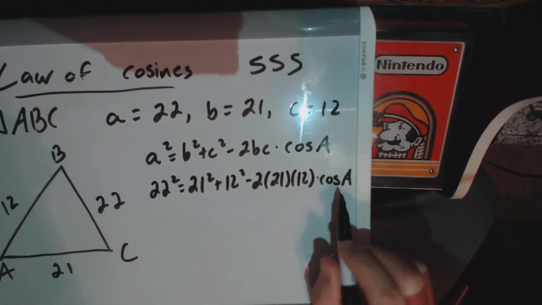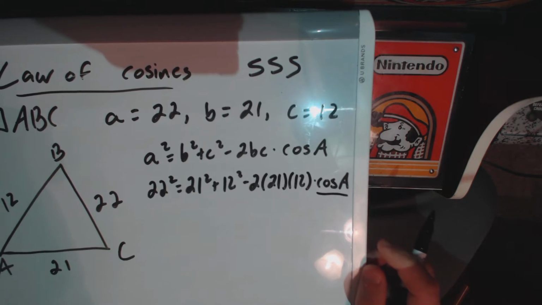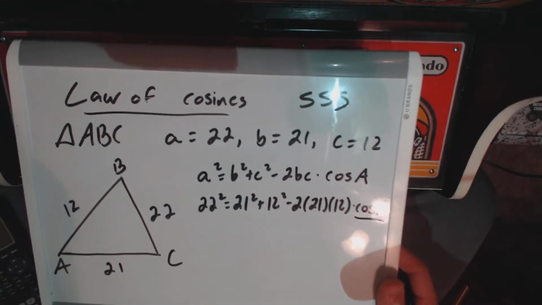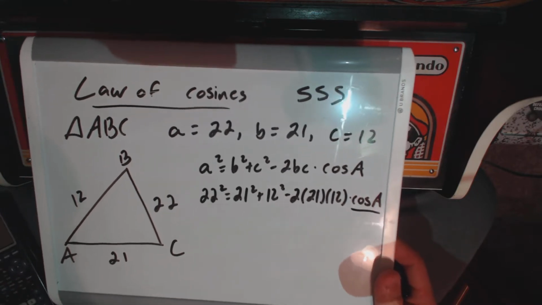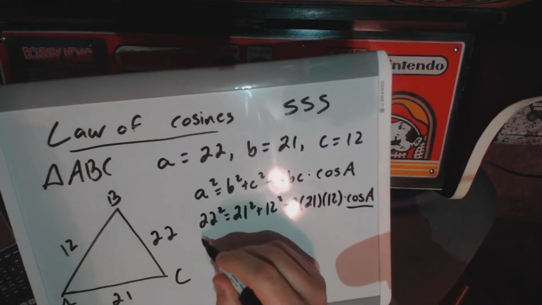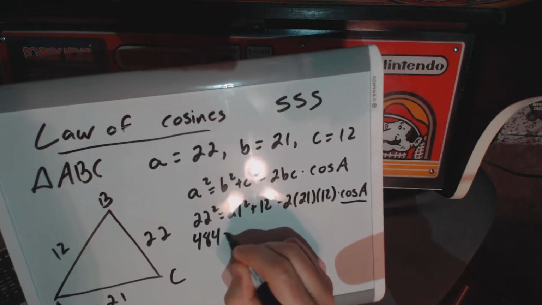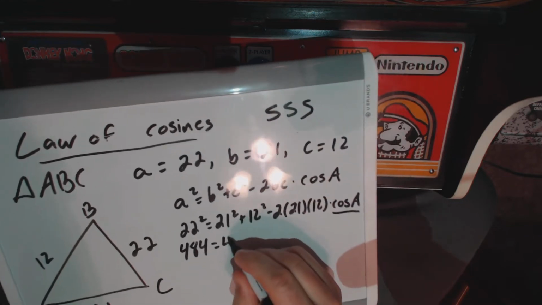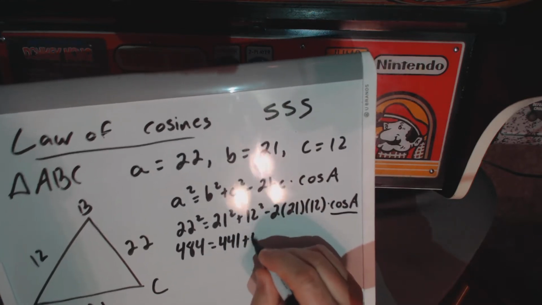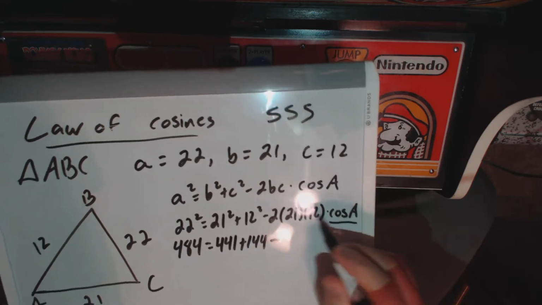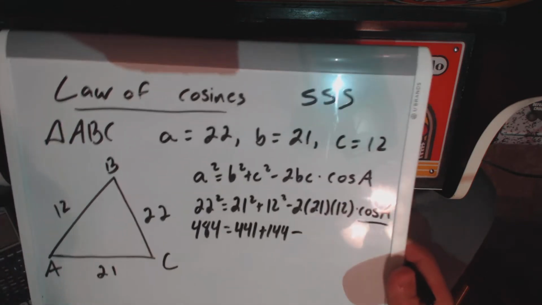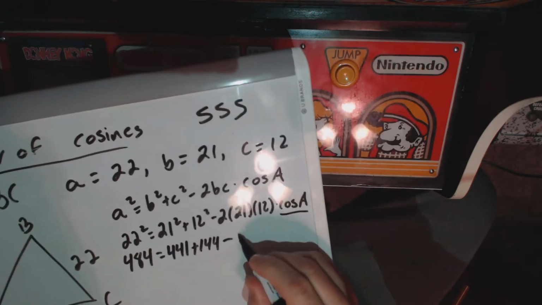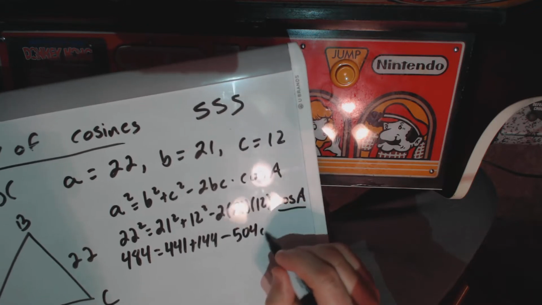Now all we have to do is get this by itself, and we can solve for A. But the algebra on this is something a lot of people mess up on. So let me go ahead and get this going. 22 squared, I'm going to simplify some things, that would be 484. 21 squared would be 441. 12 squared is 144, minus 2 times 21 times 12. 2 times 21 times 12 is 504. And then we have cosine A.